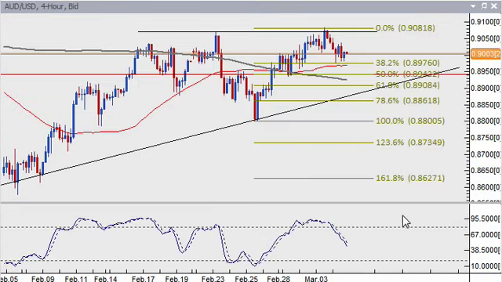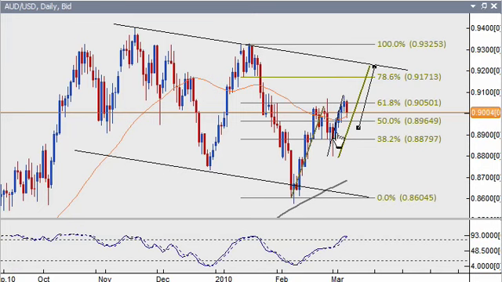Here's a final look at the Aussie dollar pair. Here's a 4-hour time frame, and we so far see a 38.2% pullback from this current swing. This swing is actually part of a bigger swing, if you look at the daily time frame, that is projected to the 92 area, which is a 100% swing projection of this previous leg up.